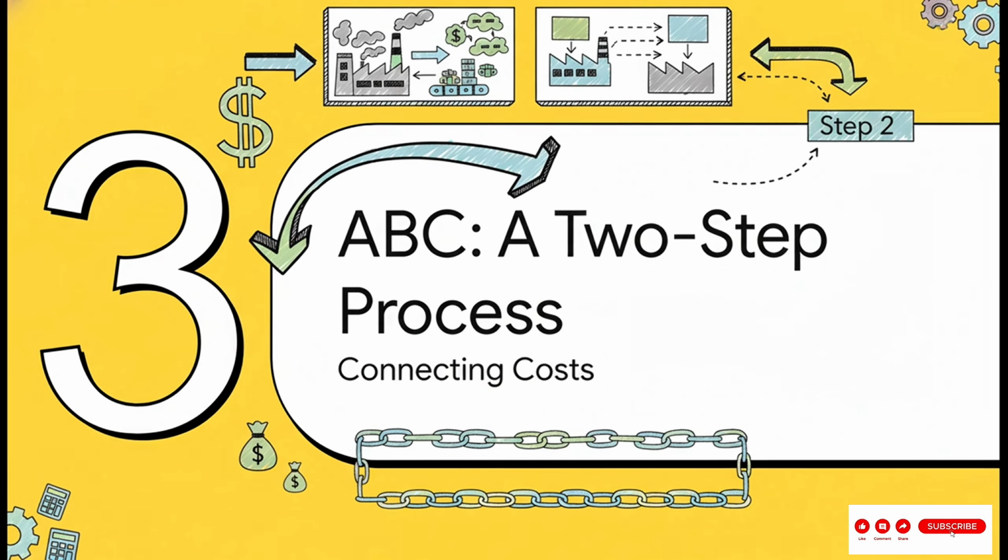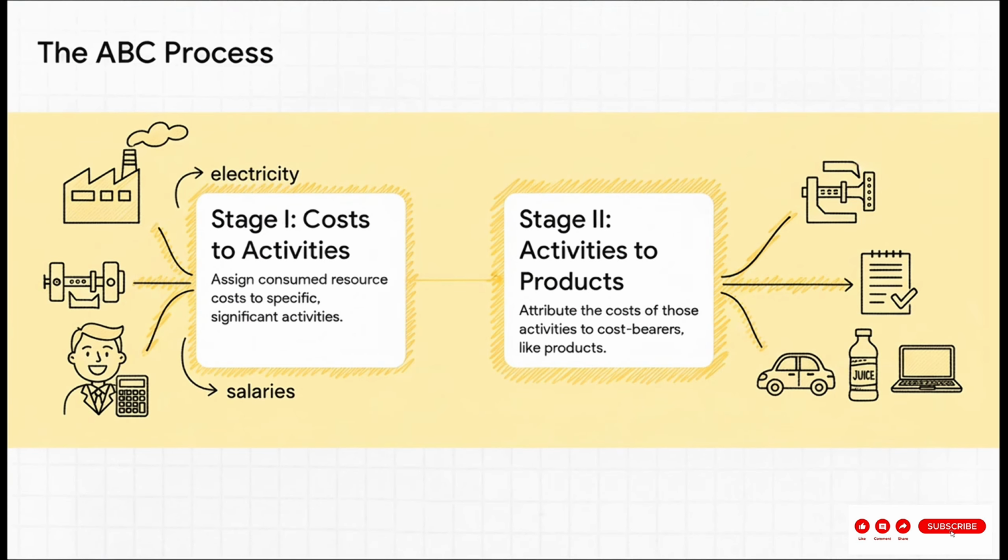All right, this all sounds great in theory, but how does it actually work in practice? Well, it all comes down to a really logical two-step process. Step one is all about tracing your costs to the activities. So you figure out, okay, how much of our electricity bill is really for running the machines? That's the machine operation activity. Or how much of the accounting team's salary goes towards customer invoicing? You connect the resource to the action. Then, for step two, you do the same thing again. You trace the total cost of those activities to the products that actually use them.